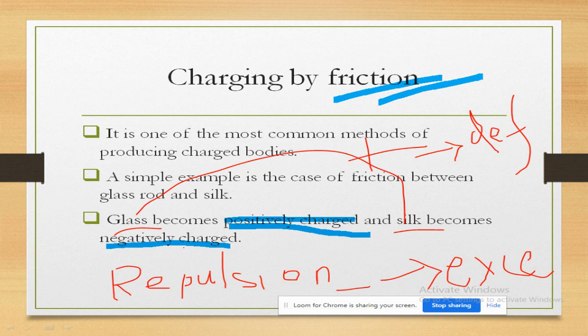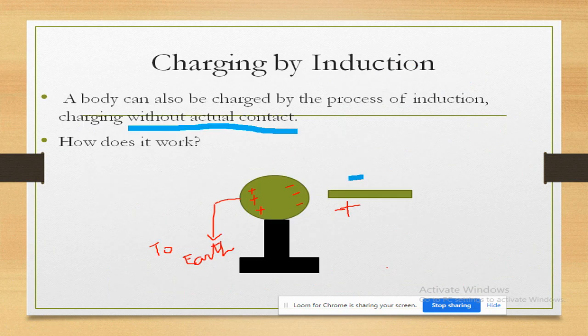Now the question is why we have selected glass and silk and not something else. To answer this, you have to understand that there exist certain combinations of materials which become charged on friction. This depends on the work function of the substances, that means the amount of energy necessary to liberate electrons from the surface. So you cannot just select any two materials and have this effect. There is a proper combination here.